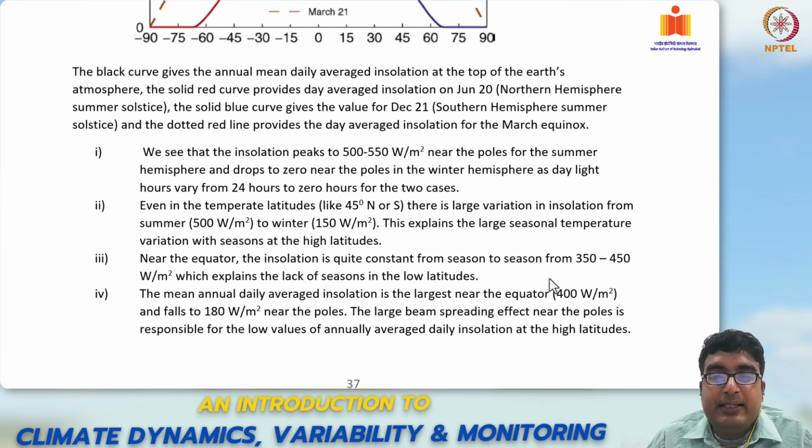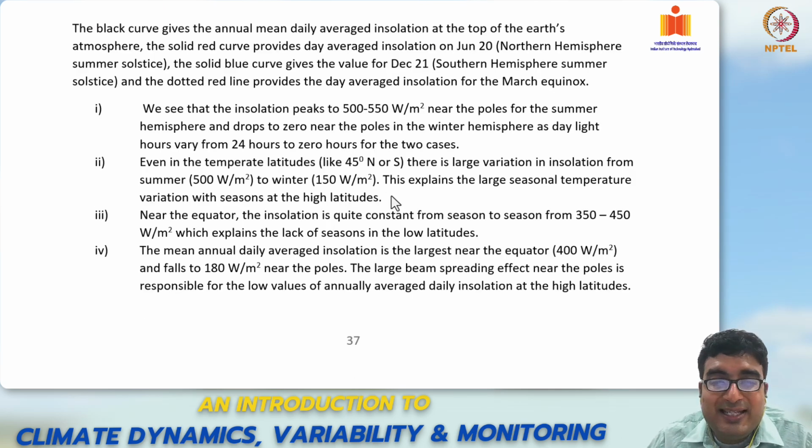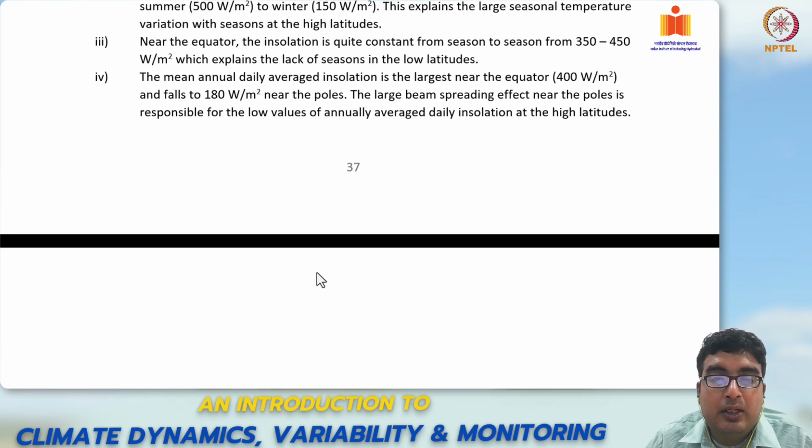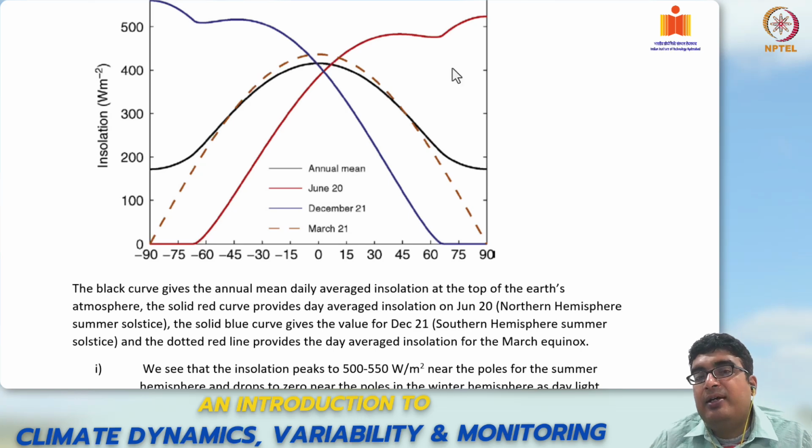So, these points are noted here, and what we see here is two things. The mean daily average insolation is largest near the equator, 400 watt per meter square, and falls to 180 watt per meter square near the poles, and the summer hemisphere usually gets a very large incident solar flux of 500 to 550 watt per meter square between 30 degree north and 90 degree north latitude in the summer, or 30 degree south to 90 degree south latitude in the December period, and this is actually larger than the flux at the equator.